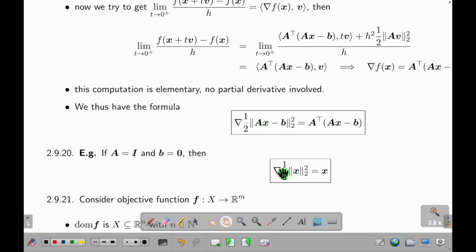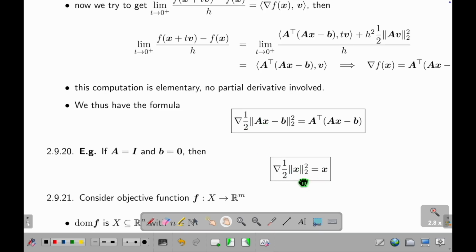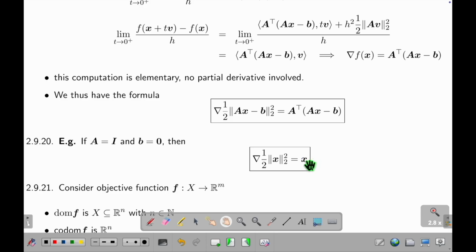We put A is identity. Then we have this. So that means what? That means here's a funny thing. A vector actually is coming from somewhere. A vector is the 2-norm squared, half.